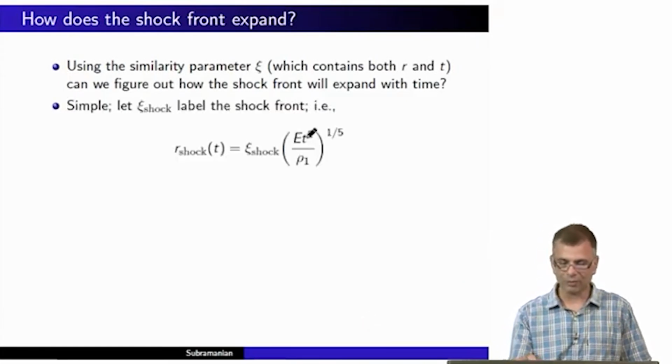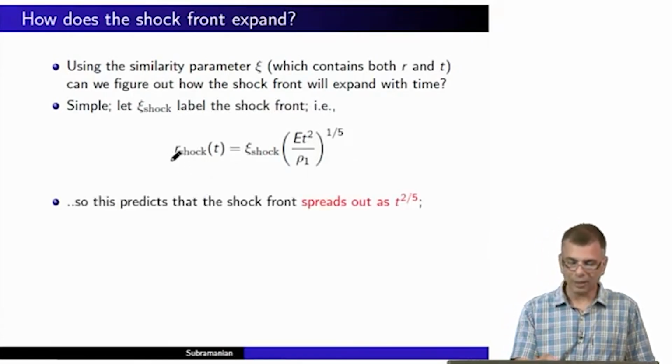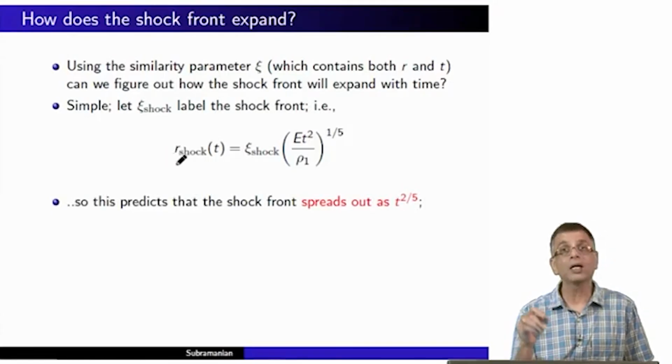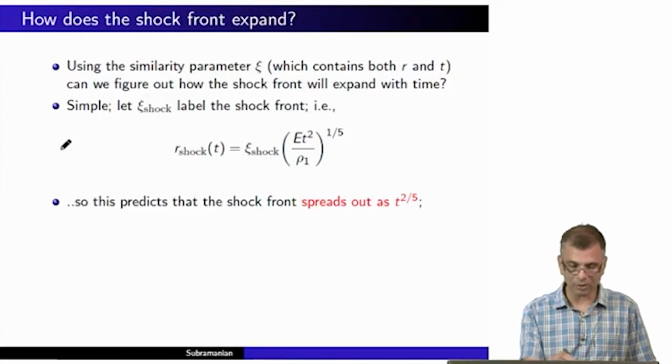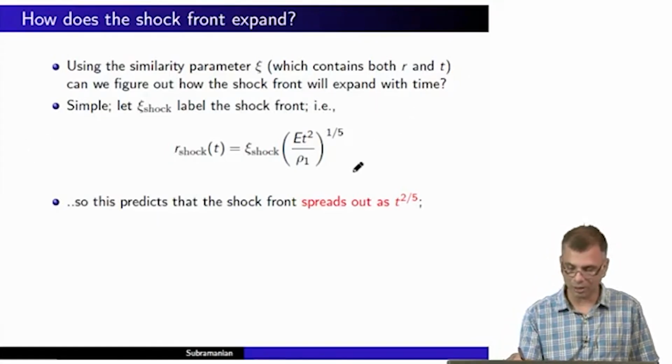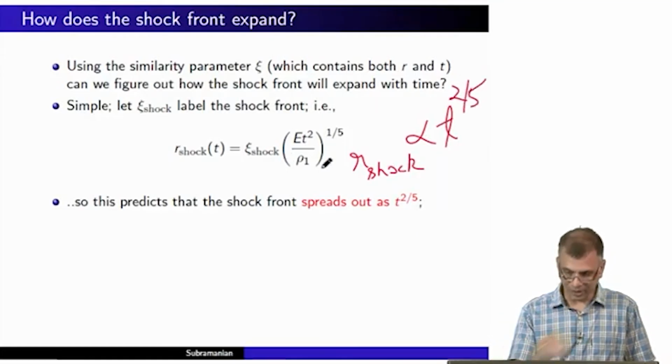Okay. What this is saying is that the radius, the physical location of the shock, r shock, is proportional to t raised to 2/5. That is a prediction.